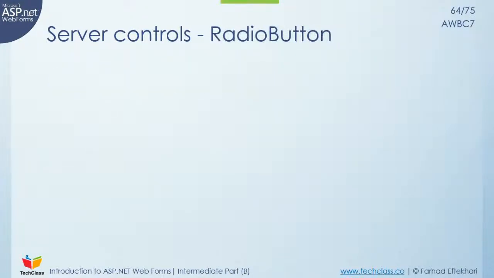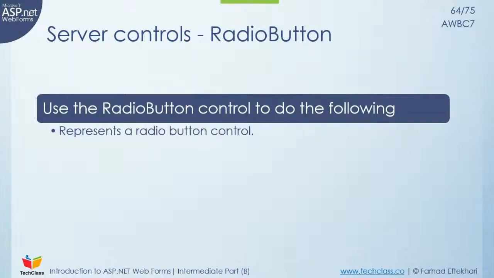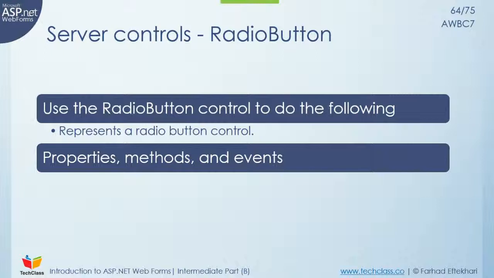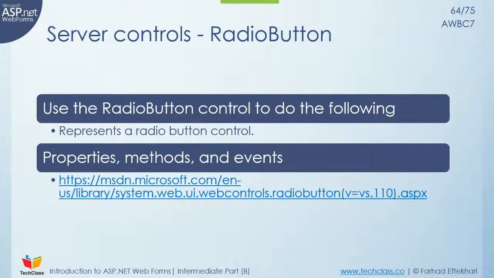And the next control we're going to work with is this radio button control. Radio button is a control that you use whenever you have multiple choices, but the user can select only one among them. And in this link you can read more about the properties, methods, and events of this radio button control.